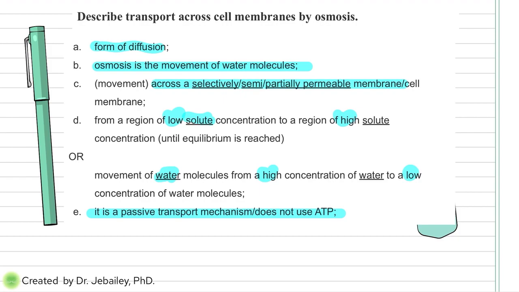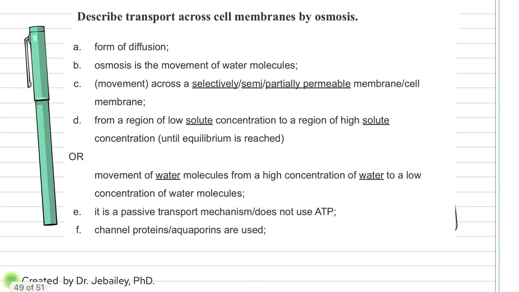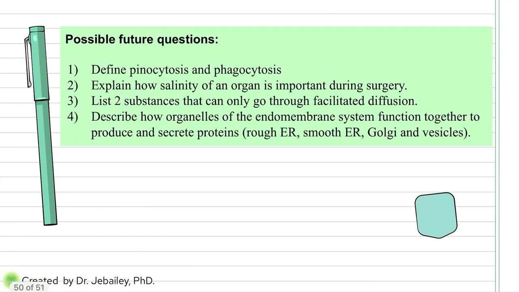And one last thing that I forgot about osmosis is that if you're doing HL kidneys, you can always talk about aquaporin channel proteins. But if you're SL, don't worry so much about this. This is more like an HL answer. And that's pretty much for 1.4.